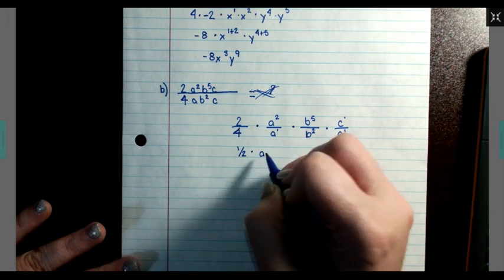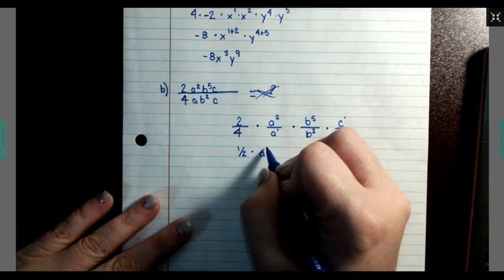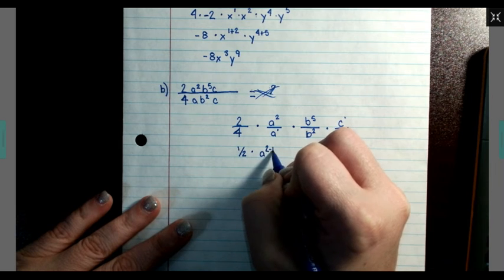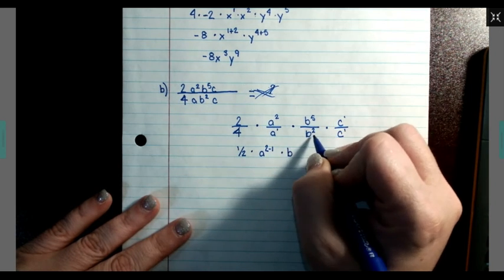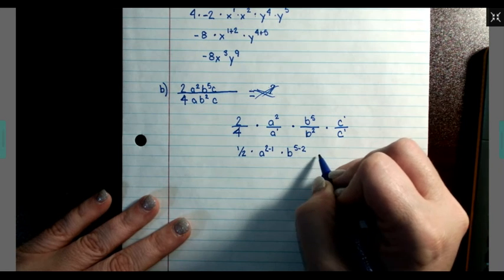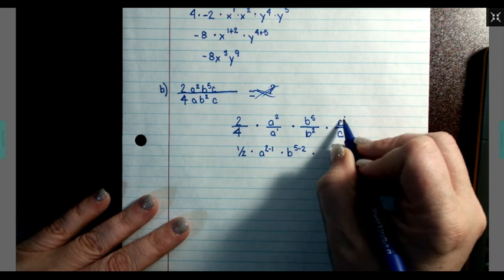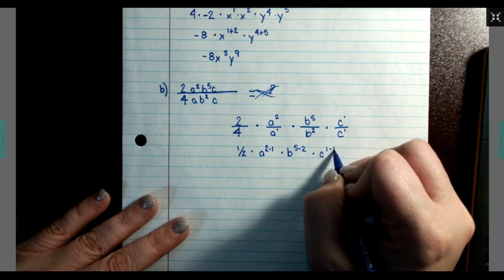Remember that we're dividing, so we're actually subtracting those exponents. So 2 minus 1. We're dividing again, so we're going to subtract those exponents. 5 minus 2. And again, we've got this division, so that's c, 1 minus 1.